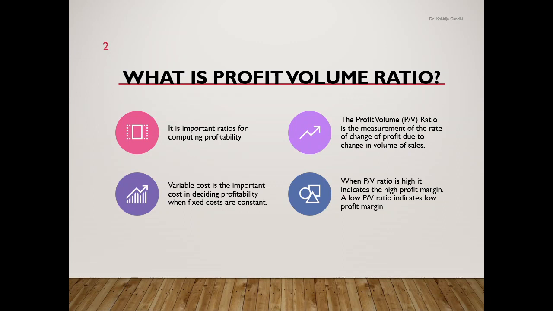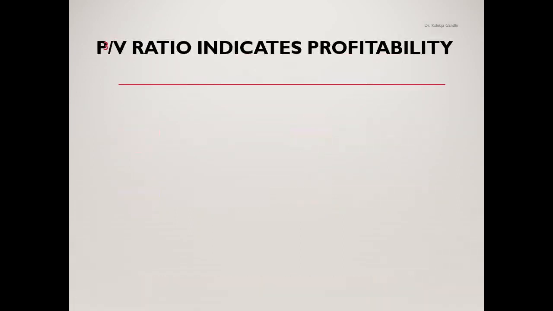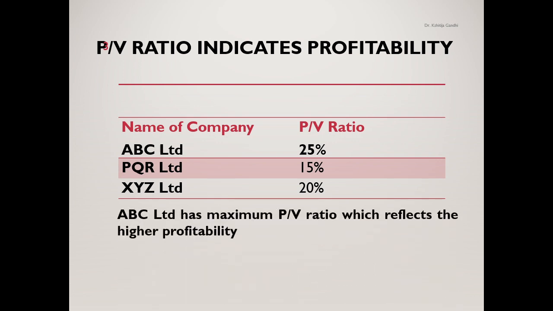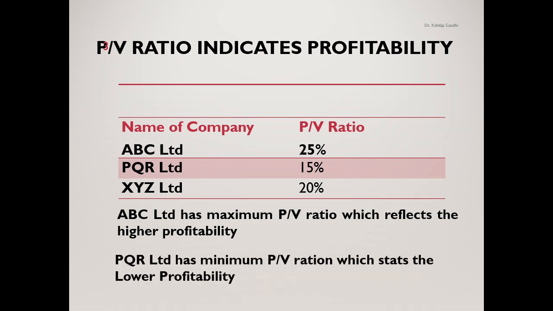When PV ratio is high, it indicates high profit margin. When PV ratio is low, it shows low profit margin. This is an imaginary example. We can see ABC Limited has a 25% PV ratio, PQR Limited has 15% PV ratio, XYZ Limited has 20% PV ratio. ABC Limited has maximum PV ratio, which reflects higher profitability. PQR Limited has a minimum PV ratio, which states the lower profitability.